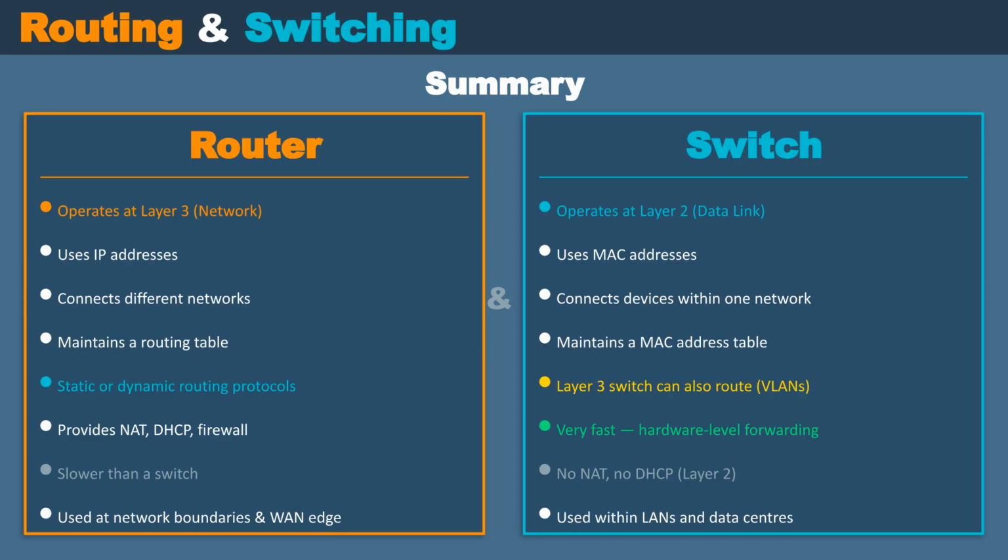In summary, a router operates at layer 3, uses IP addresses to connect different networks, and maintains a routing table. It provides NAT and DHCP, is slower than a switch, and is used at network boundaries. A switch operates at layer 2, uses MAC addresses to connect devices within one network, and maintains a MAC address table. It is very fast and used within LANs and data centers. Note that a layer 3 switch can also route between VLANs.